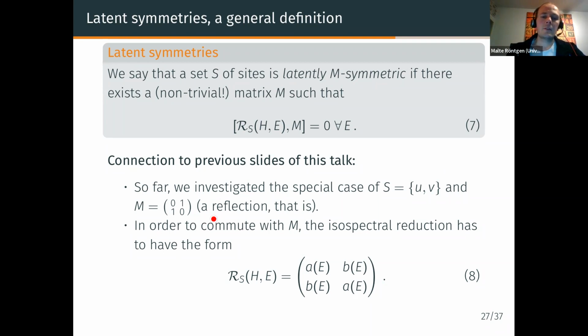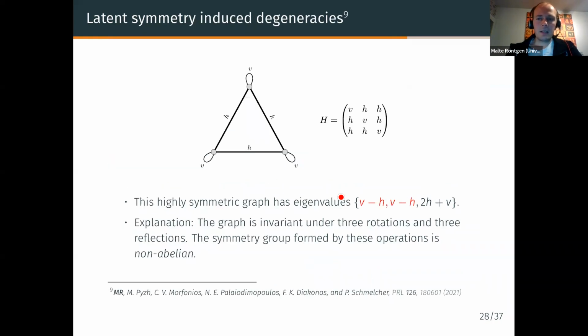And then if you think about it and write down this commutator, what you will immediately get is that the isospectral reduction, in order to commute with M, has to have this structure. It has to be persymmetric, and this is exactly what we had before. But of course, the concept of latent symmetries can be much more general or broader. And now as a very last example, let's see, hopefully I need 4 minutes.